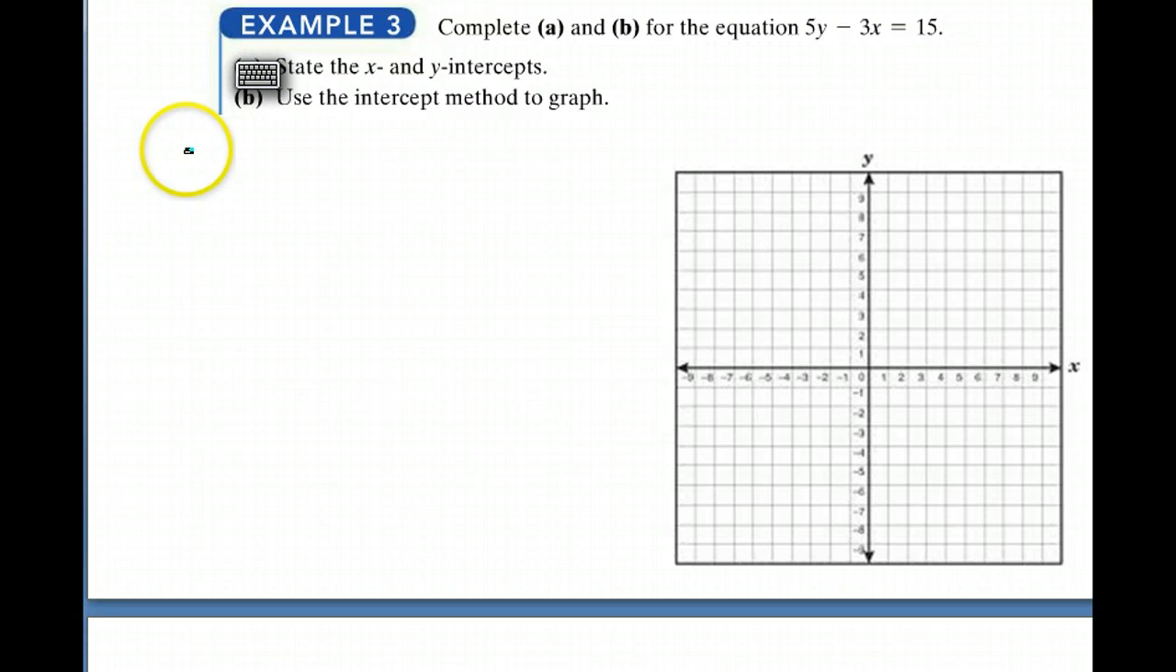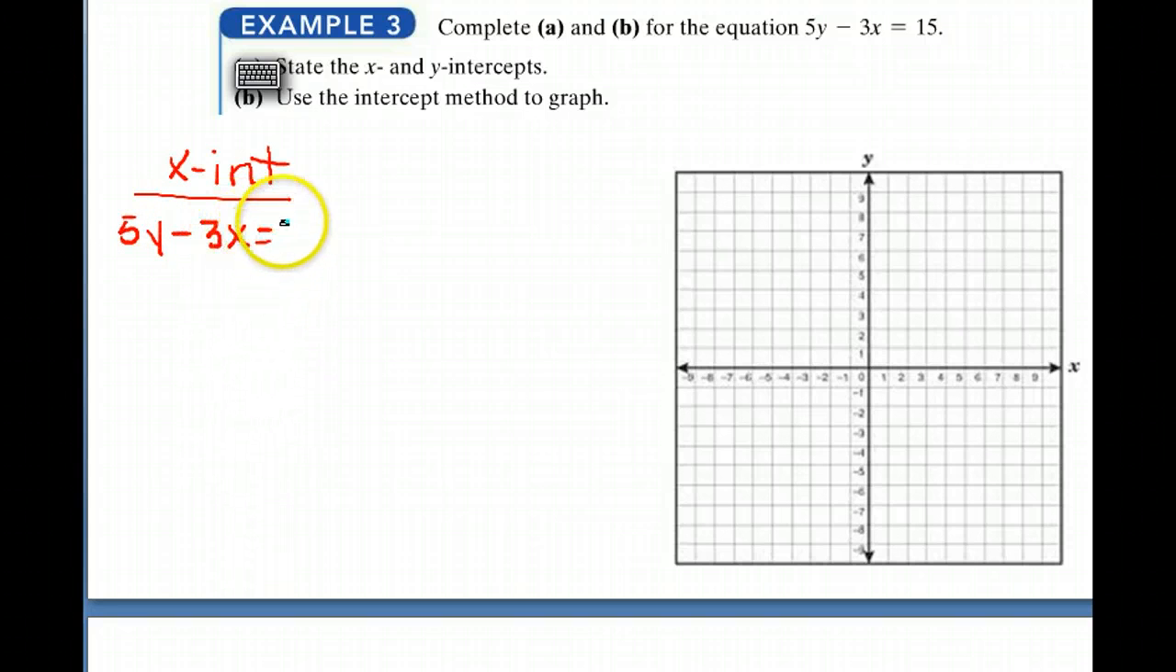So the first thing that we want to do here is start by finding the x-intercept. And our equation is 5y minus 3x equals 15. When you are solving for your x-intercept, you always want to let your y value be 0, because when you're crossing your x-axis, the y value will be 0 no matter what. So we always plug 0 in for y and solve for x.